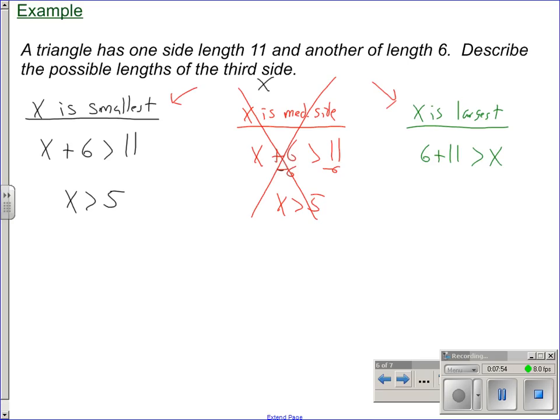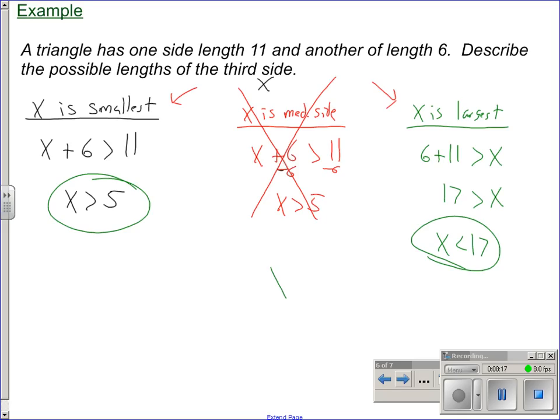So, if X is the largest side, the two smaller sides are going to add up to be greater than that. Well, that's just 17. So again, reading from X, X is less than 17. So, the question is, describe the possible lengths of the third side. Well, it's got to be greater than 5, and it's got to be less than 17, anywhere in between. So we could write this as a double inequality. X values greater than 5, less than 17. Any side length in that range. Okay, that's the idea of this problem. That's the biggest idea of this section.